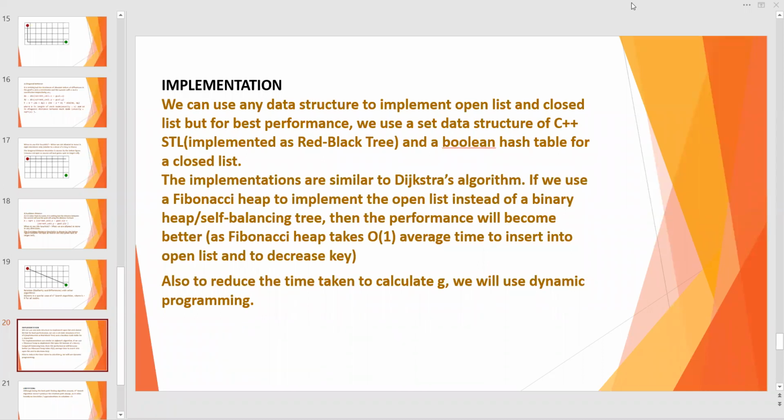If we use a Fibonacci heap to implement the open list instead of a binary heap or self-balancing tree, then the performance will become better, with better average time to insert into the open list and to decrease key. Also, to reduce the time taken to calculate G, we will use dynamic programming.